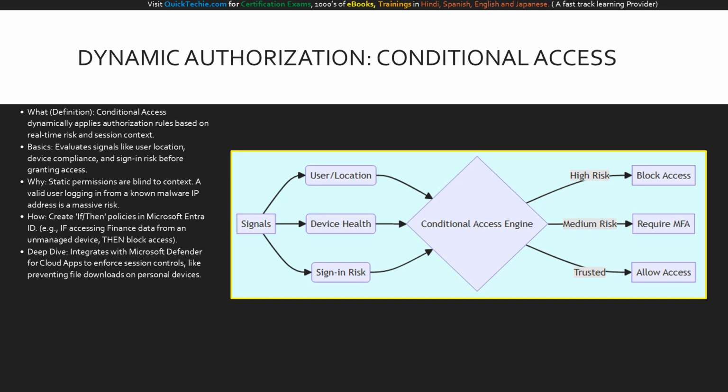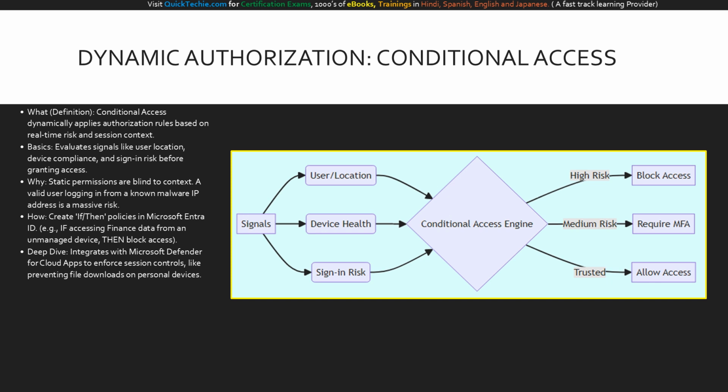We must move beyond static authorization. It is not enough to simply ask, is this user in the finance group? We must also ask, is this user in the finance group accessing our data from a secure corporate laptop, from a known location, at a normal time? This is where conditional access comes in. Conditional access is the brain of Microsoft 365 authorization.